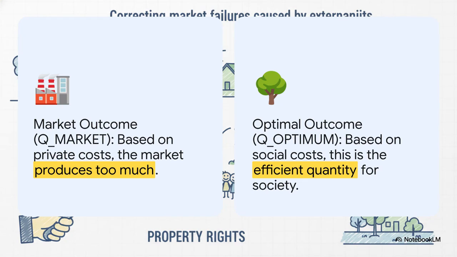And boom, right here, this is the market failure in graphical form. Look, the market on its own finds its equilibrium at Q market, right where private supply and demand meet. It only cares about private costs.